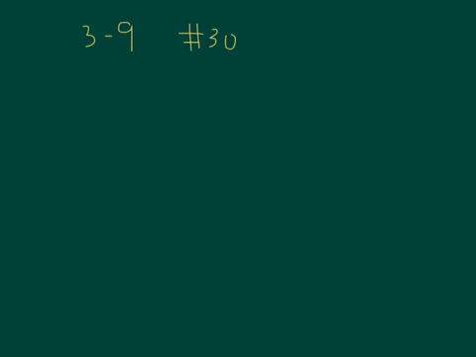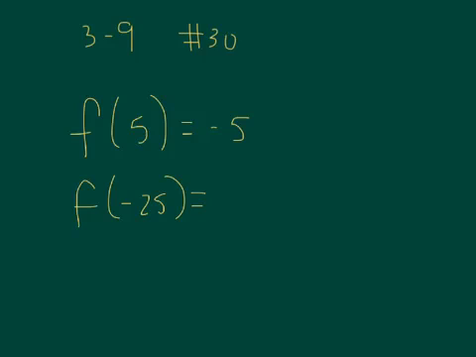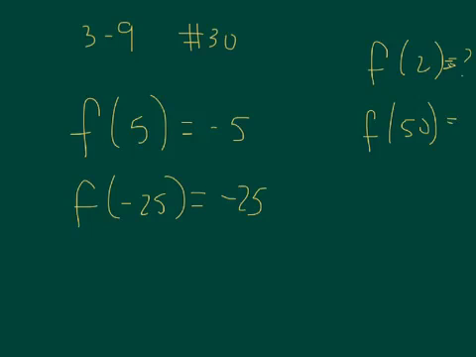Number 30 says the following. F is a linear function. We're told that f of 5 equals negative 5, and f of negative 25 is equal to negative 25. And the problem says find f of 2 and f of 50. What would you do?